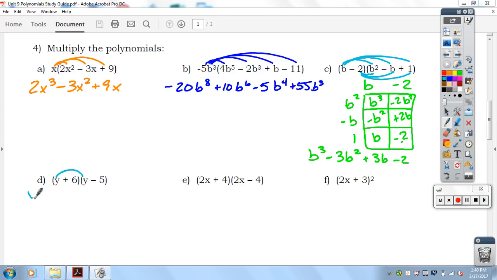Y times y, that's y squared. Y times negative 5, that's negative 5y. 6 times y is a 6y, and 6 times negative 5 is a negative 30. Here are my like terms in the middle. Y squared plus y minus 30.